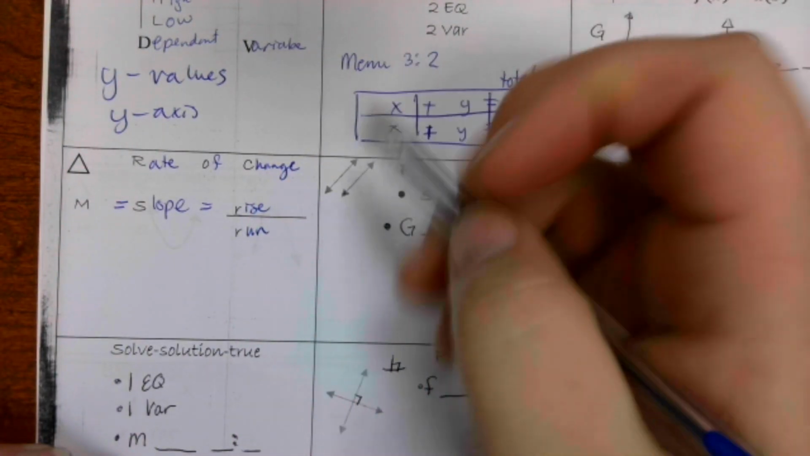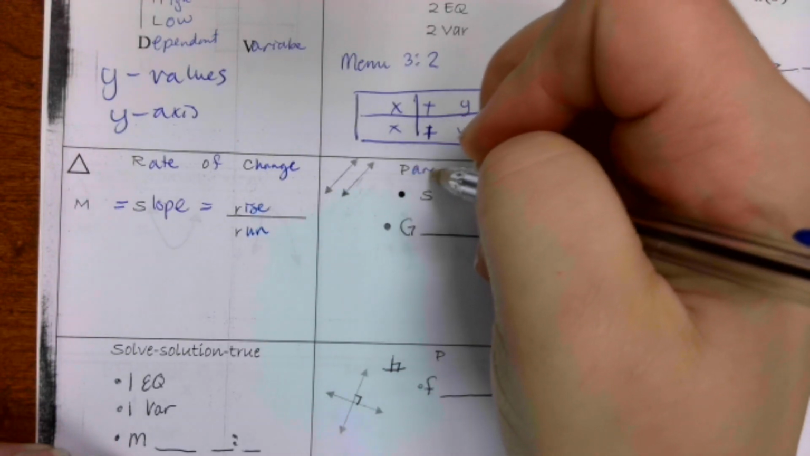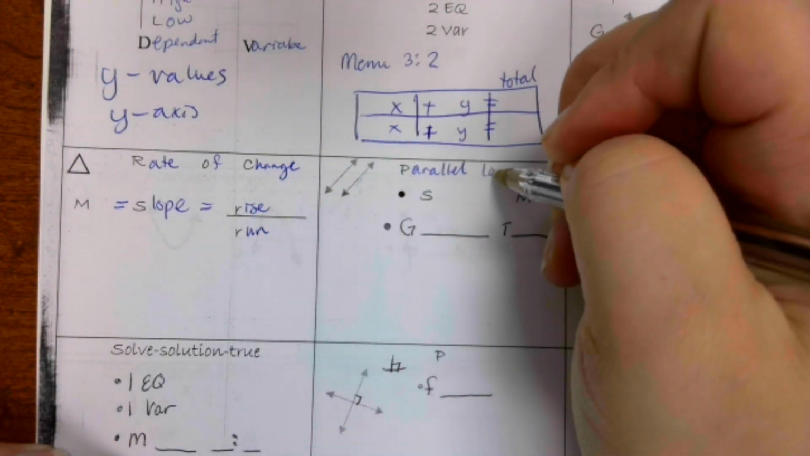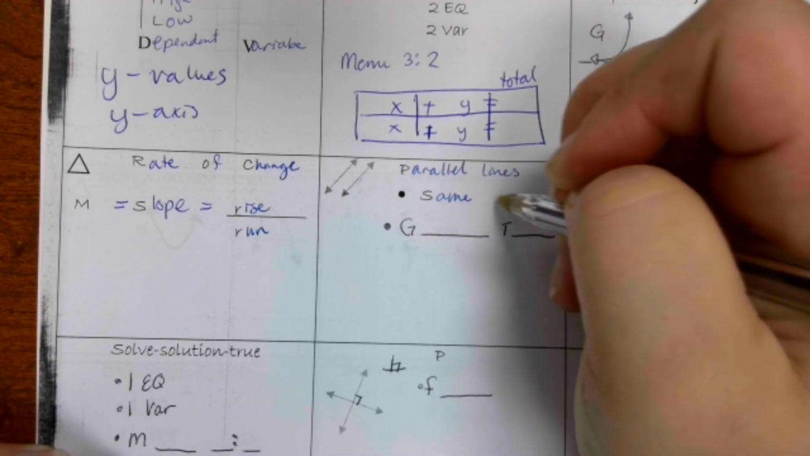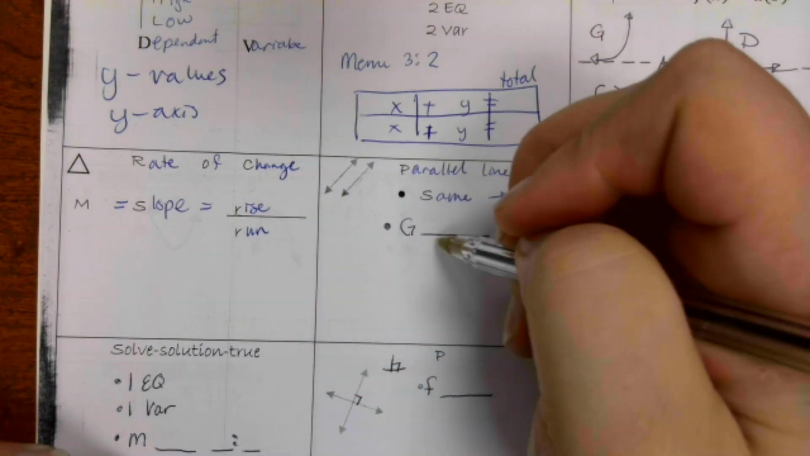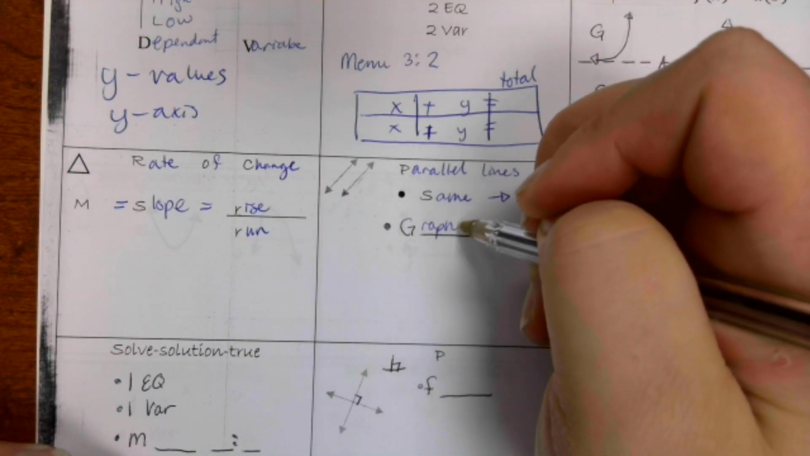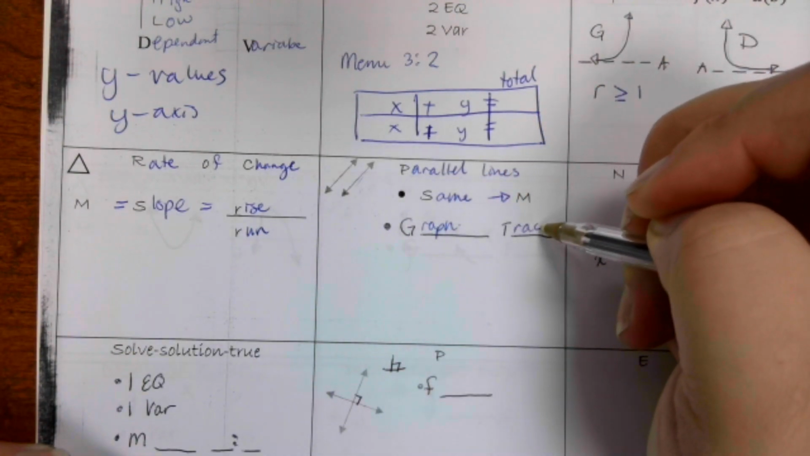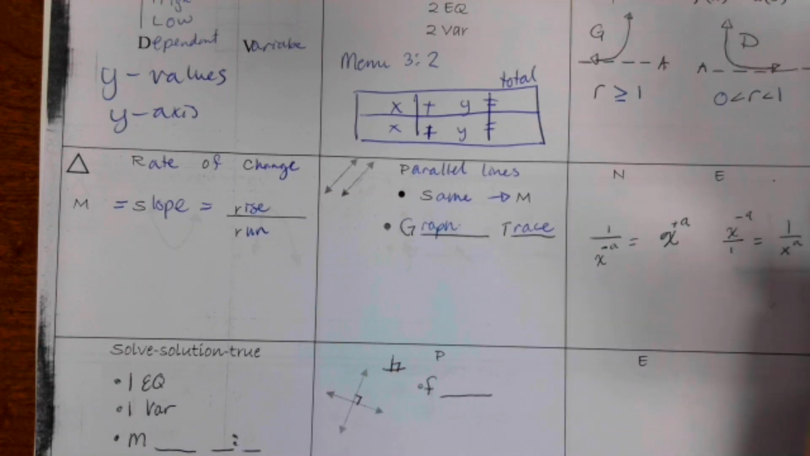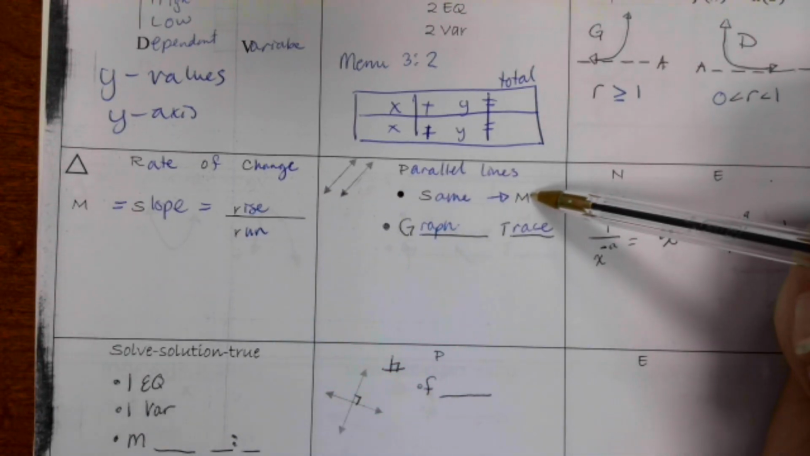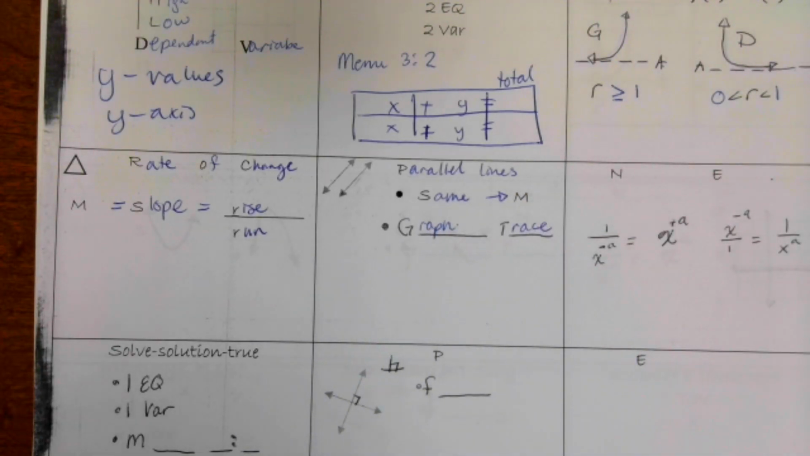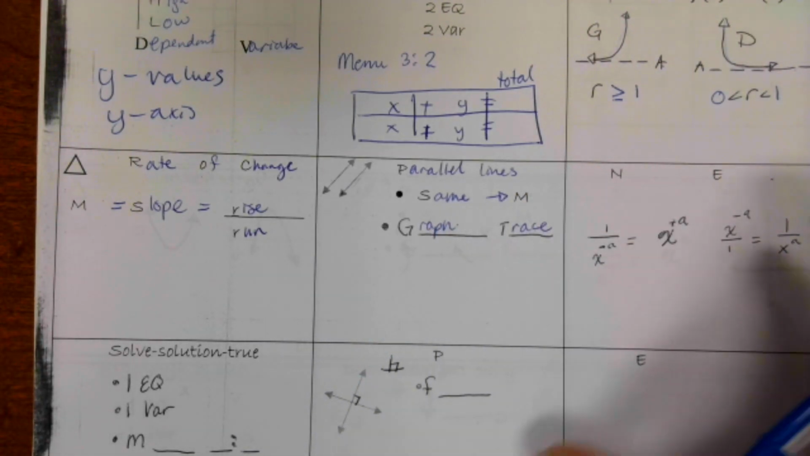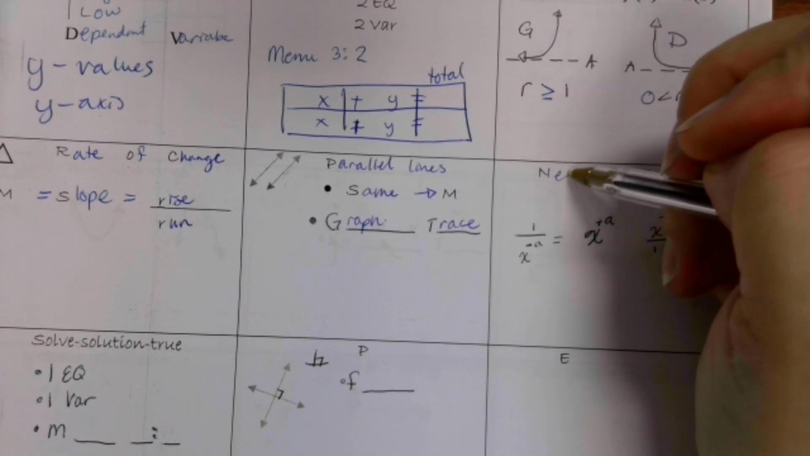This is for parallel lines. I drew you a picture. They have the same slope. I just put an M for slope. Your job is to graph it and then trace to see. You're going to check and make sure that the line has the same slope. And then you're going to just graph and trace to see if it goes through the point that they give you.